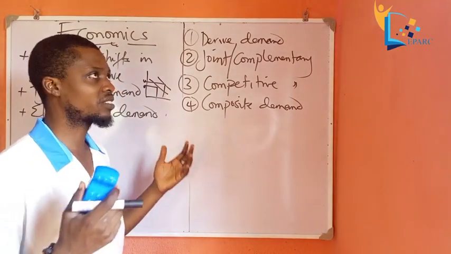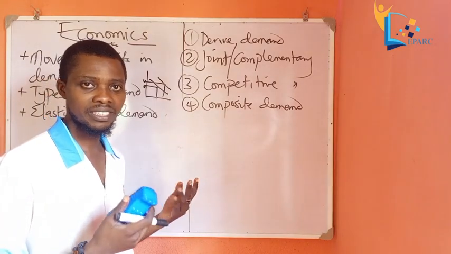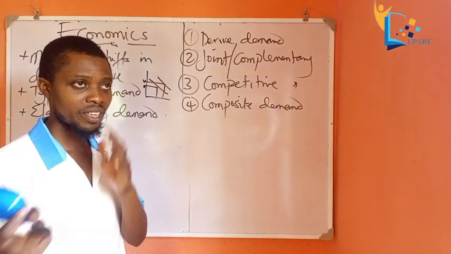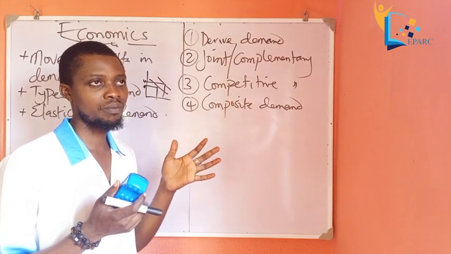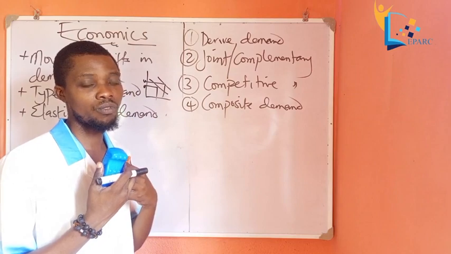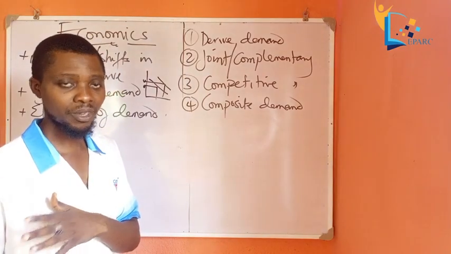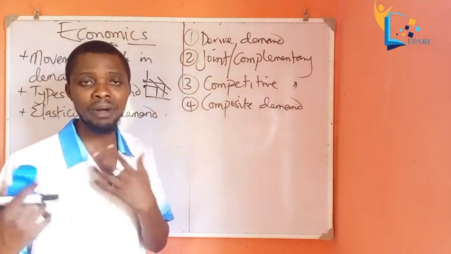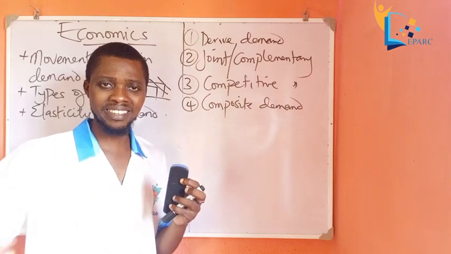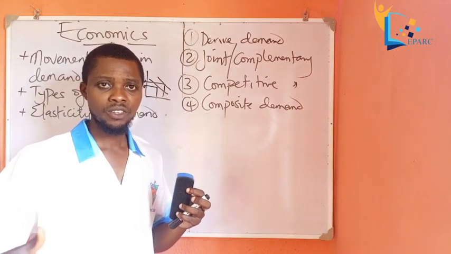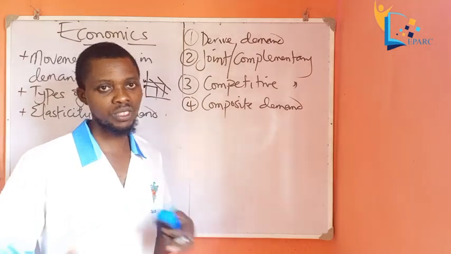For instance, if there's demand for bread, there can be a demand for butter. If there's demand for oil, there can be a demand for palm kernel, because actually you can't make palm oil without a palm kernel. So derived demand is one demand that necessitates the demand for another one. If you must use this commodity, you must use this one as well. You can't use this one without this one.